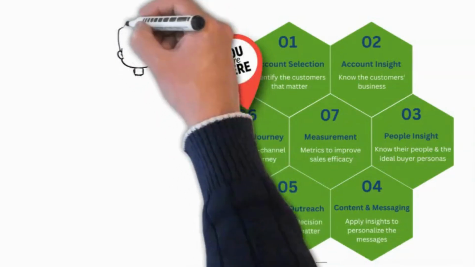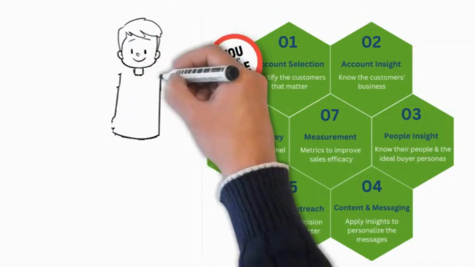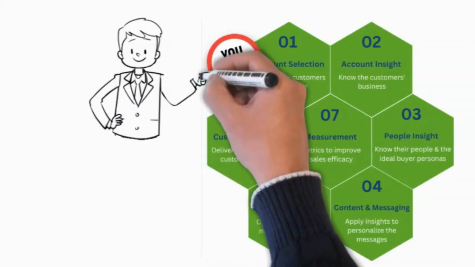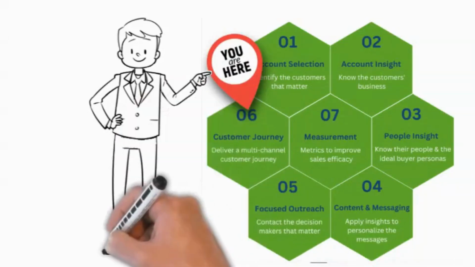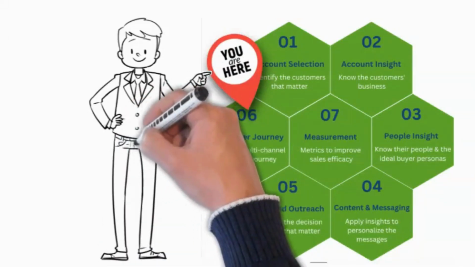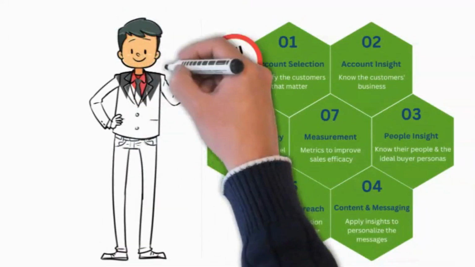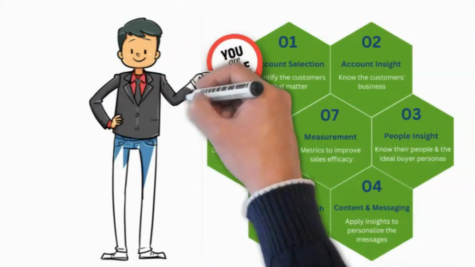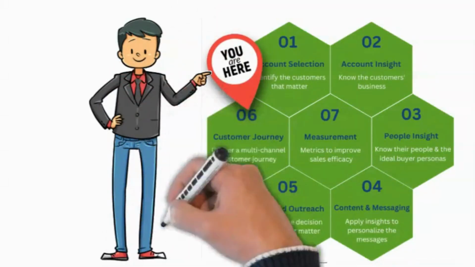ABM 4, the fourth step, content plan and messaging to make sure that we have a contextually relevant content plan to reach our customers. ABM 5, outreach, that's the fun part for the sales and business development team when they get to actually talk to customers. And now we're talking about ABM 6, that customer journey in its entirety.